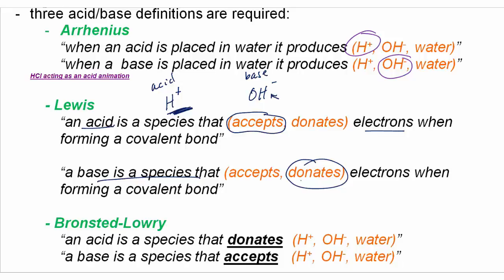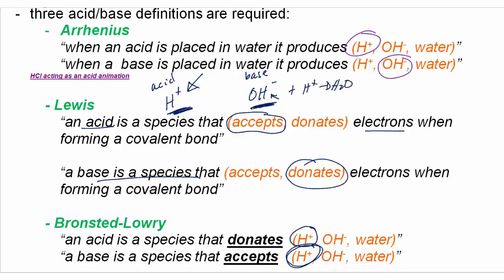Bronsted-Lowry, an acid is a species that donates hydrogen ions. Again, I'm just following my Arrhenius idea. A base is a species that accepts hydrogen ions, okay? Like hydroxide. It could accept a hydrogen ion and make water.